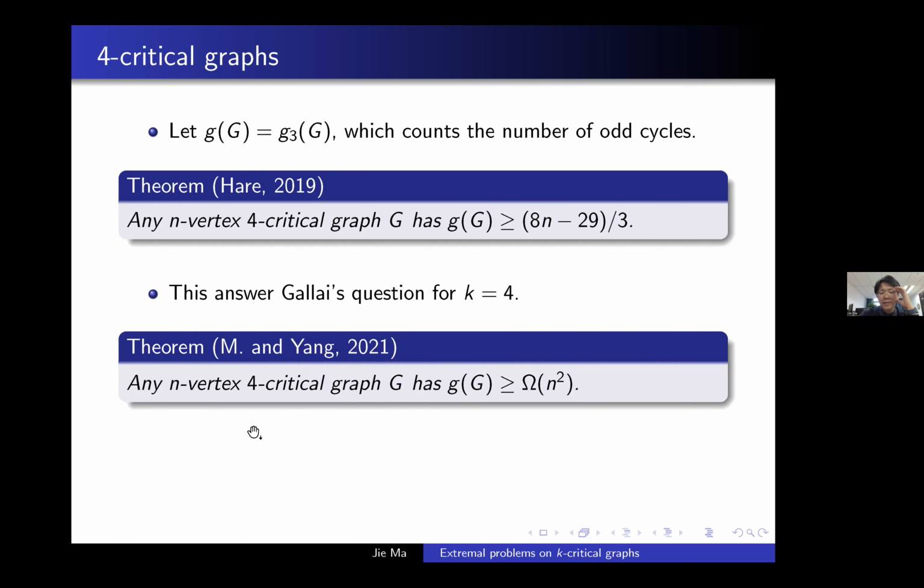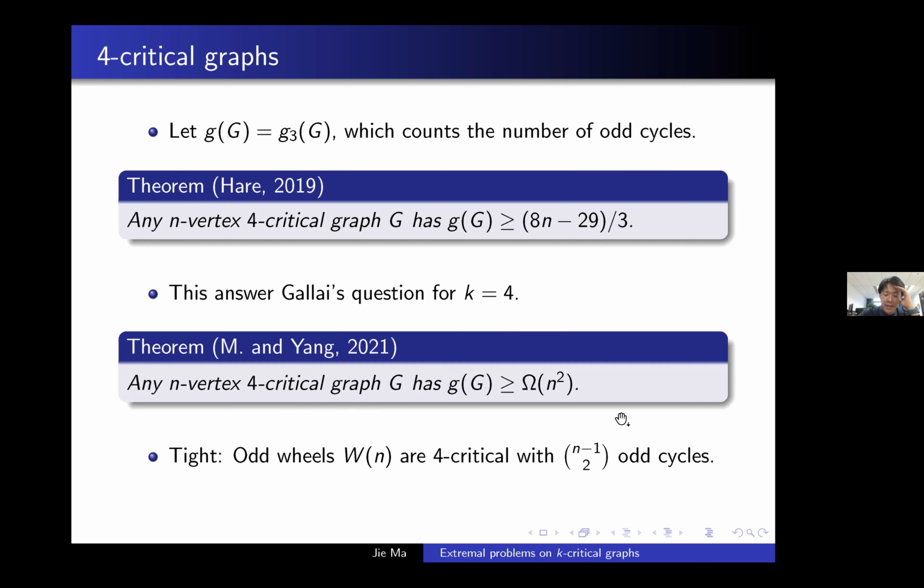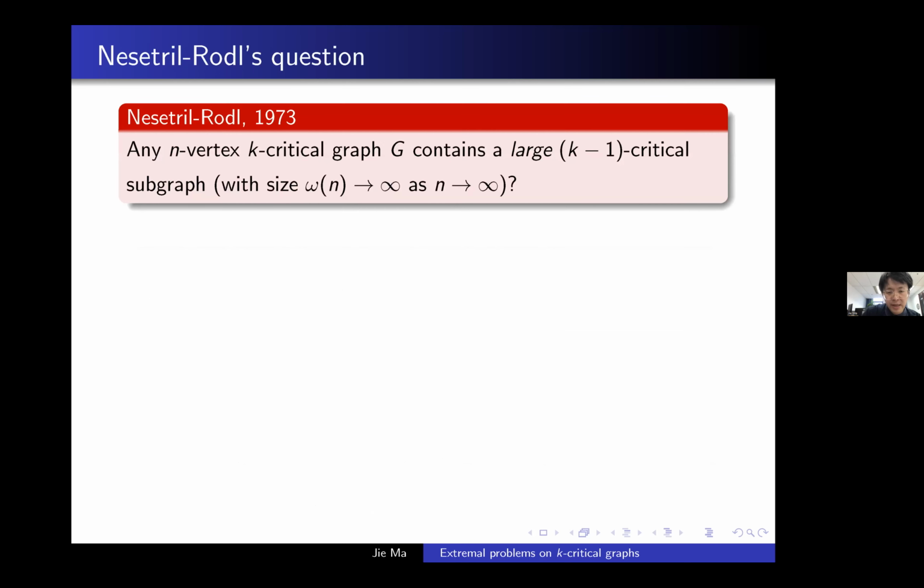We are able to show that for 4-critical graphs, the answer should be n squared. And n squared is tight because when we look at the odd wheels, that is the drawing of an odd cycle with a vertex, it's 4-critical, and it contains n squared many odd cycles. And our proof actually tells us a little bit more. But for the moment, let's turn our attention to another question.